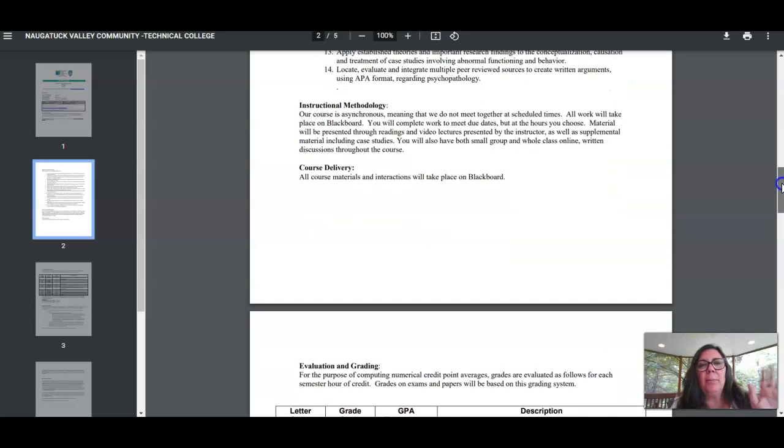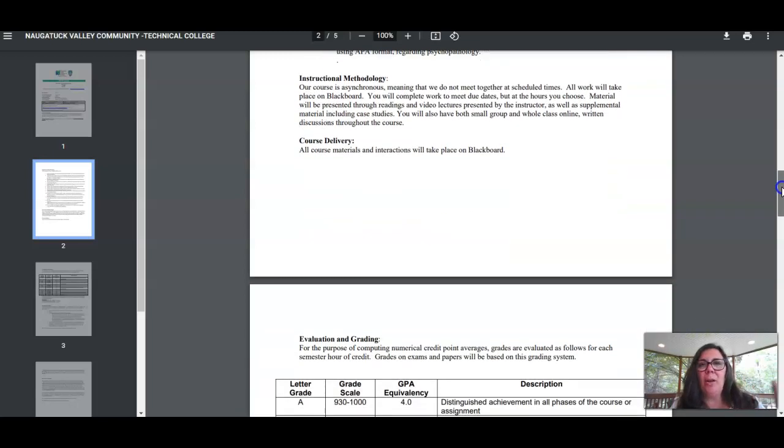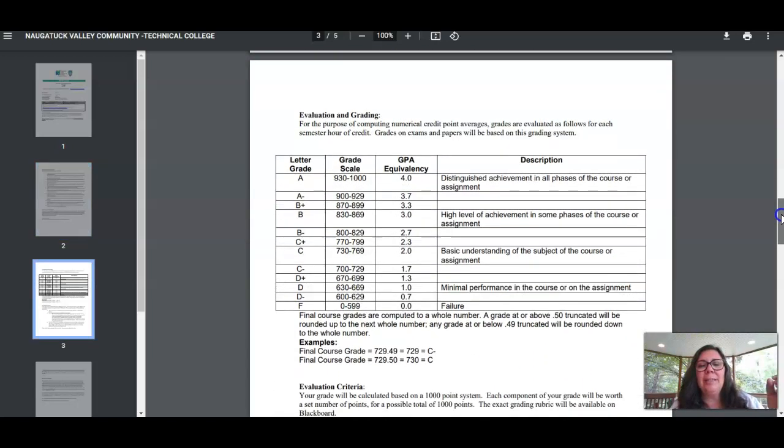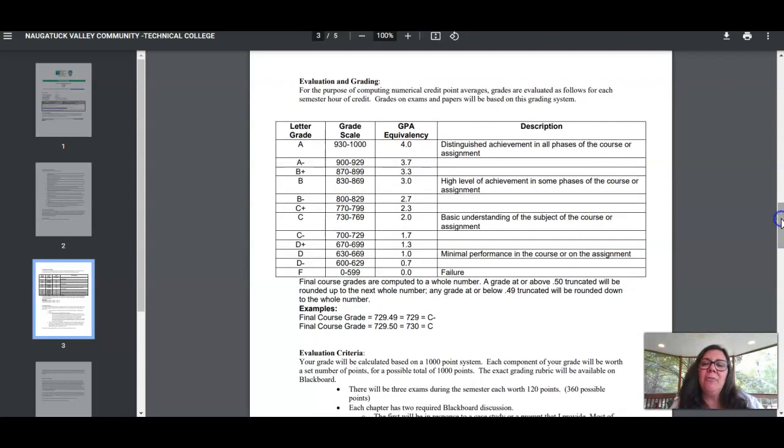Our whole course is going to be on Blackboard. I think you probably already know that. We're asynchronous, meaning we don't have any scheduled meetings. You do have due dates that we'll talk about in a moment, but my guess is you're familiar with that from other courses. And again, this evaluation, this grading grid that you see here should look really familiar to your other classes. This is a college-wide grading scheme.